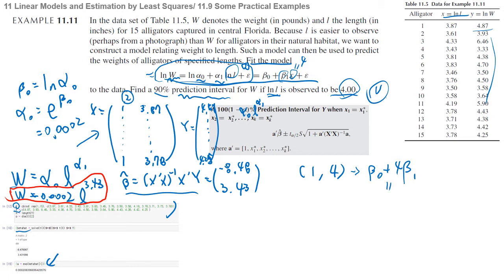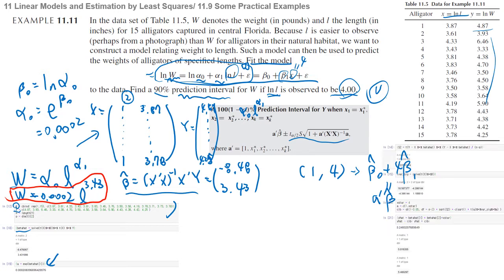This is our A transpose beta hat, and this is the confidence bound. So we can calculate this using the formula. s squared can be calculated like this, and the variance of beta hat, which is x transpose x inverse, this part is calculated like this.